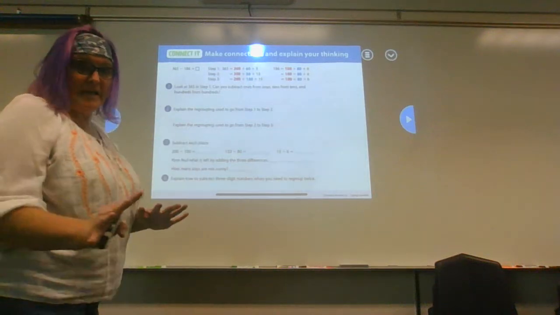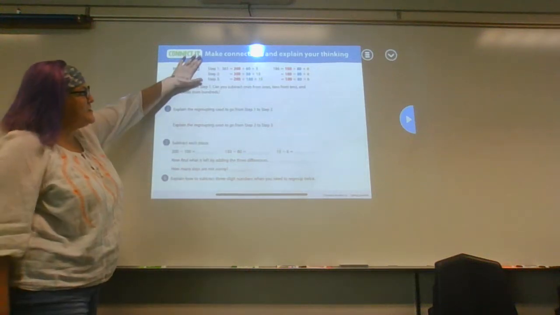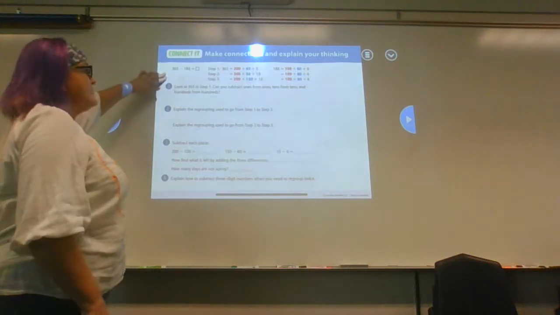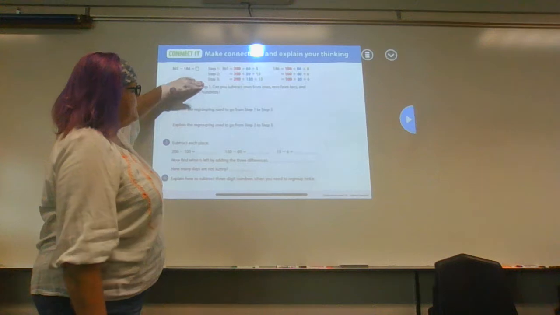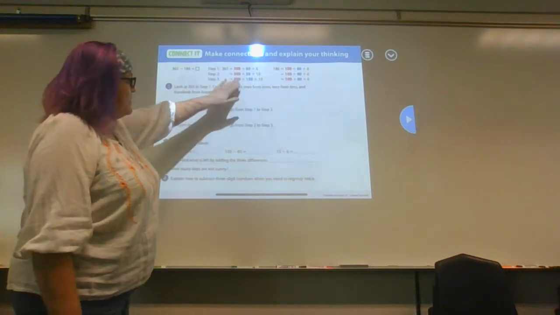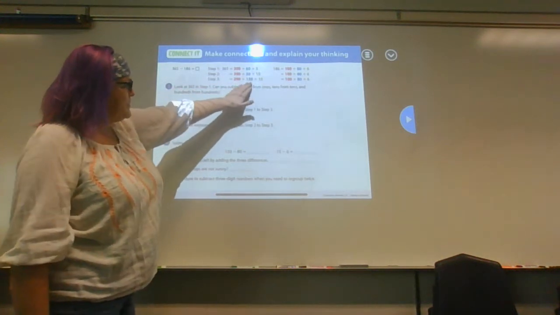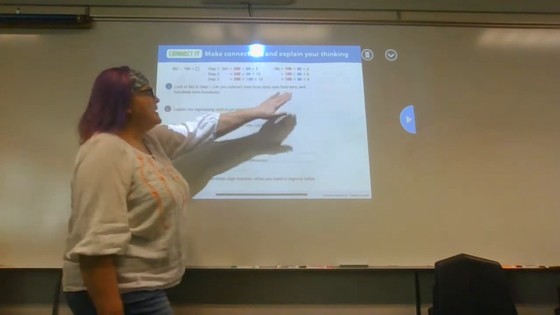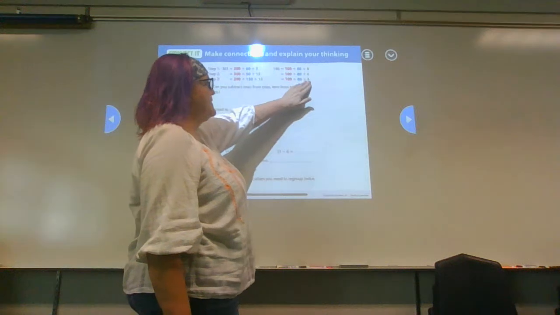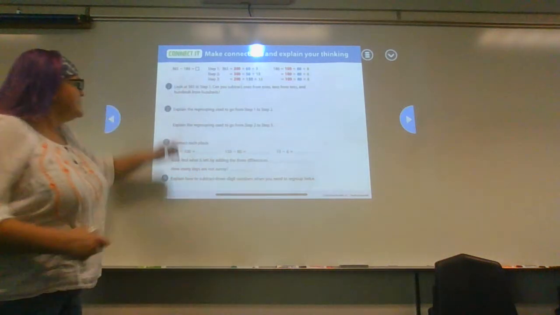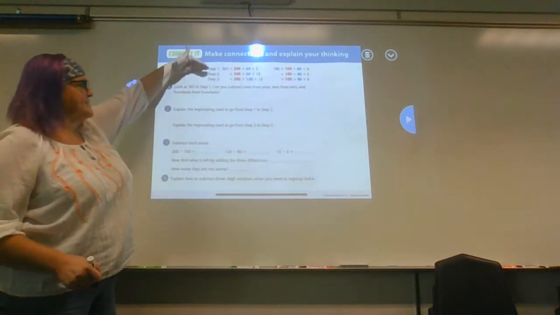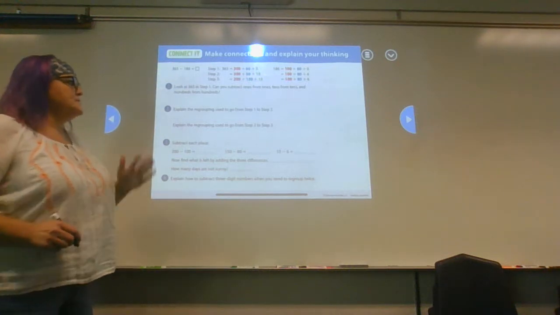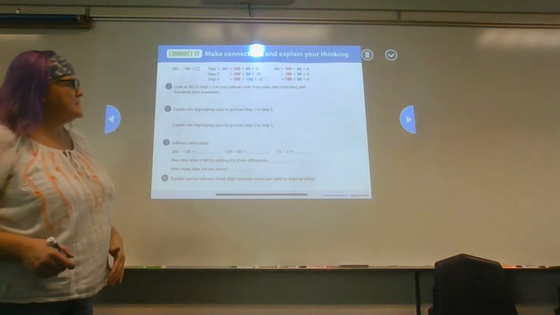Okay, next slide. Make connections and explain your thinking. So, same problem, 3 steps. What I want you to see, the red numbers are your hundreds, blue numbers are your tens, green numbers are your ones. Here's the numbers for 186. Number 1, look at step 1. Can you subtract ones from ones, tens from tens, and hundreds from hundreds?